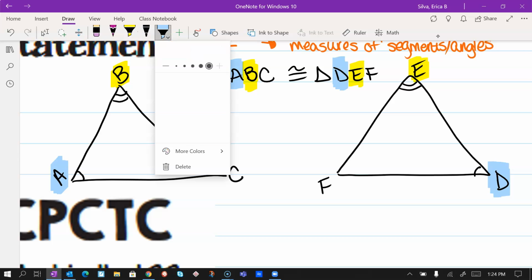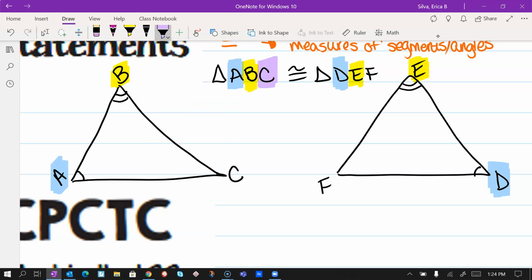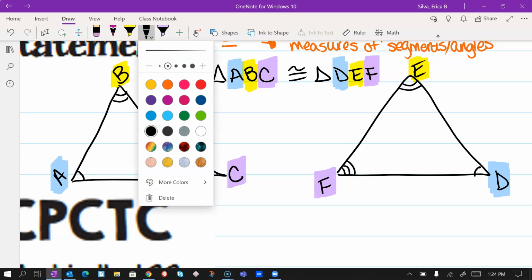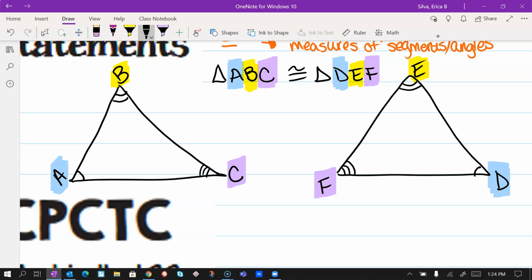So we already used one arc, so for these two, I'm going to show that they're congruent using two arcs. And then angle C is going to be congruent to angle F. So since we already used the 2, we're going to use 3 for this one. And the same happens when we're talking about the segment. For example, if I look at segment AB, which is this segment right here, it's going to be congruent to segment DE, which is this segment right here. So I'm going to put a tick mark to show they're congruent.